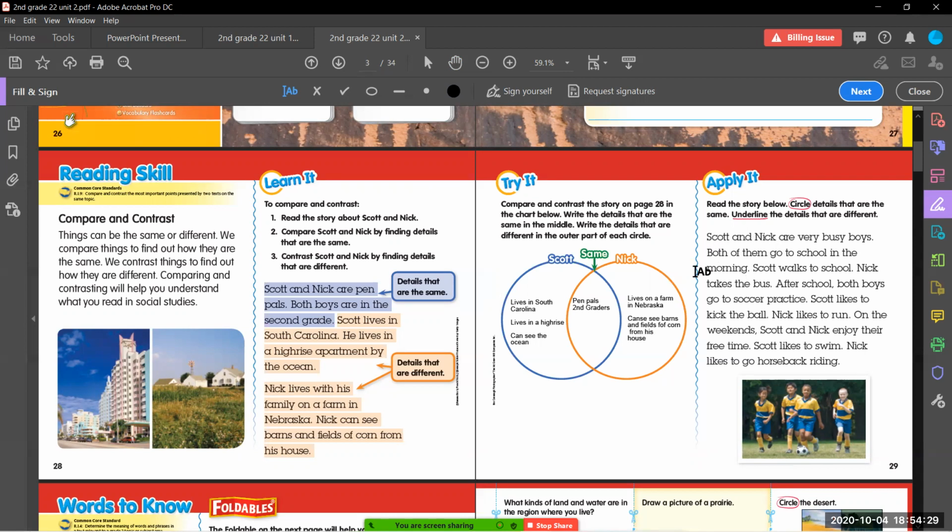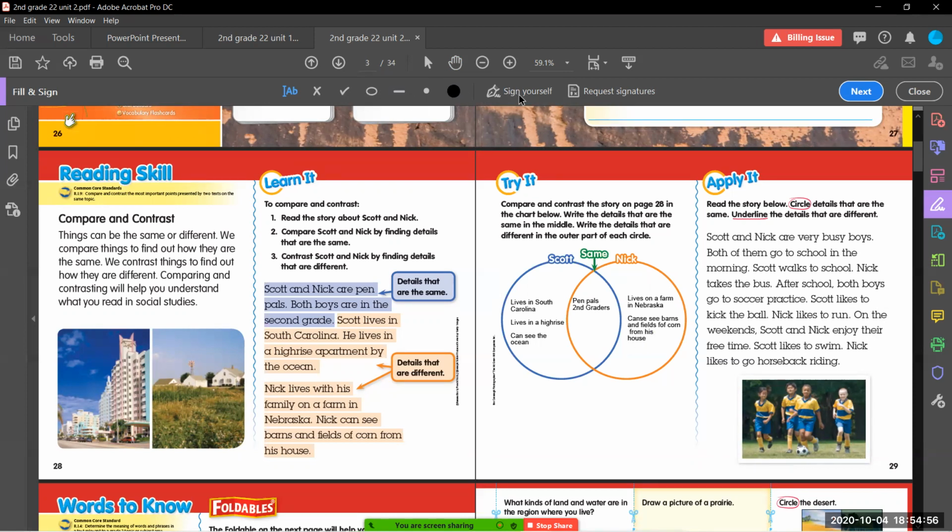So Scott and Nick are very busy boys. Both of them go to school in the morning. Scott walks to school. Nick takes the bus. After school, both boys go to soccer practice. Scott likes to kick the ball. Nick likes to run. On the weekends, Scott and Nick enjoy their free time. Scott likes to swim. Nick likes to go horseback riding.